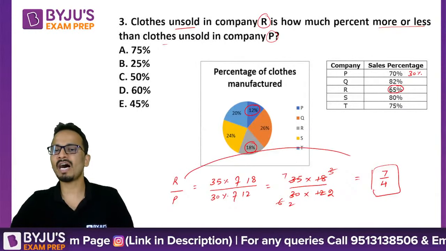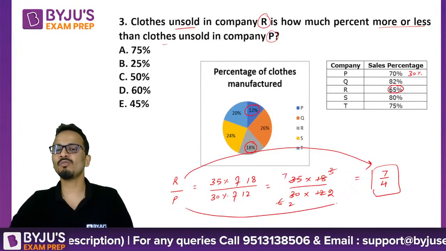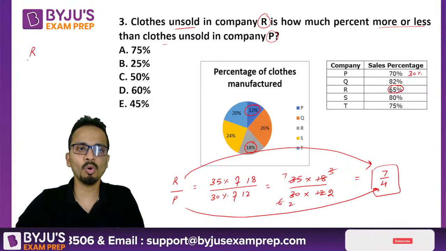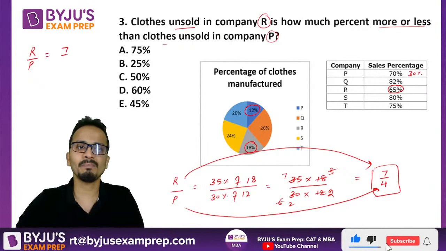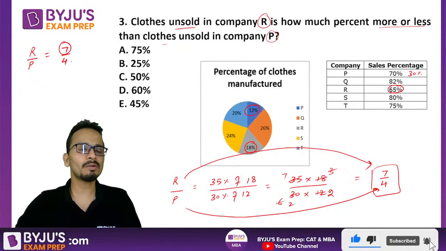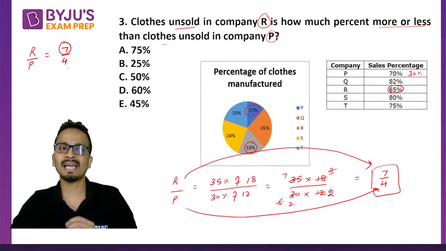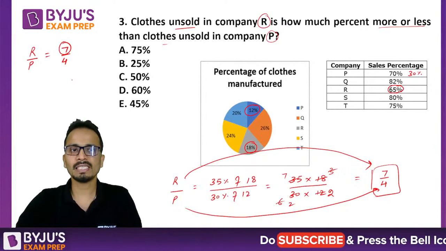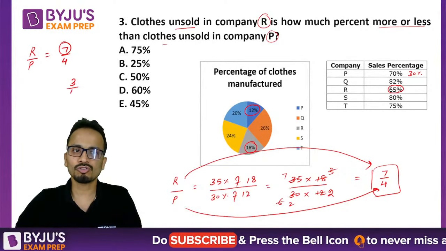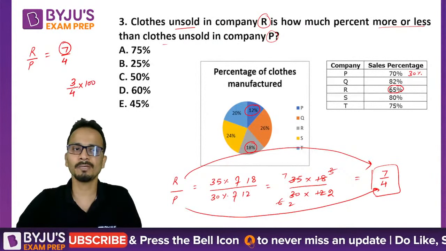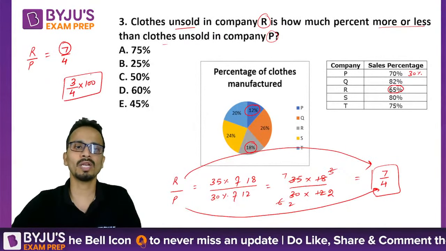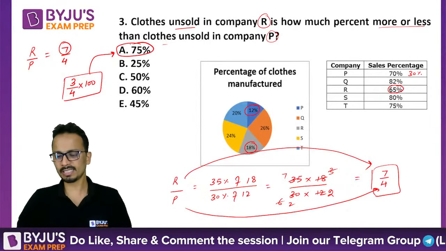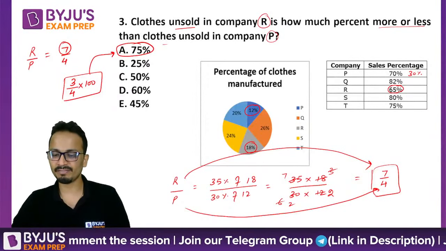So if the value of R is 7 and the value of P is 4, then R is what percentage more or less than P? 7 is what percentage more or less than 4? 7 is definitely more than 4. So 7 is how much more than 4? 7 is 3 more than 4. So 3 divided by 4 into 100, and this percentage will come out to be 75%. All right, so the correct answer in this case will exactly be 75%.